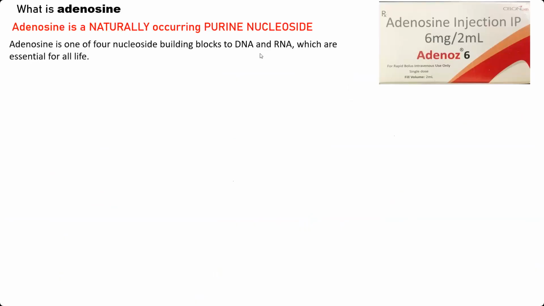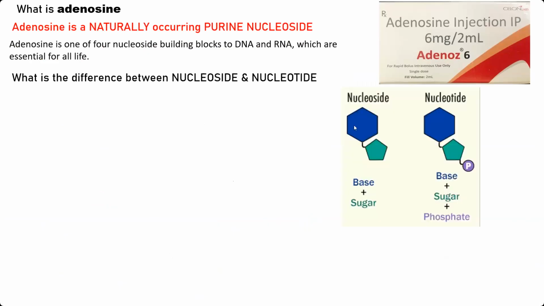Another ICU drug that is not commonly used is adenosine. So what is adenosine? It's a nucleoside, very good. It's a naturally occurring purine nucleoside. Adenosine is one of the four nucleoside building blocks to build DNA and RNA, which are essential for all life. What is the difference between a nucleoside and a nucleotide? A nucleoside is a base plus sugar. If you add a phosphate group, it becomes a nucleotide. So base plus sugar is a nucleoside, and with phosphate, it is a nucleotide.